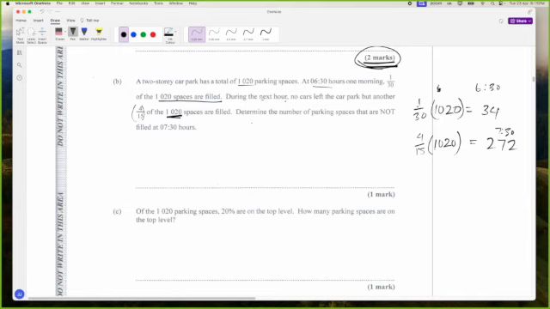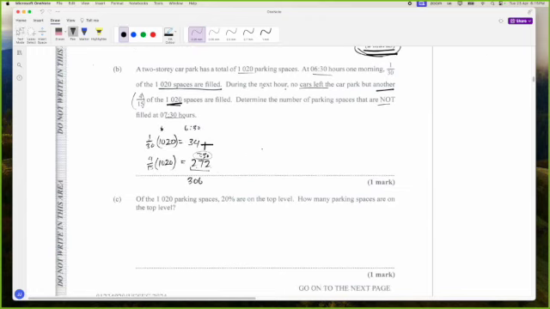Determine the number of parking spaces that are not filled at 7:30. Well, at 7:30, no cars left, so from the 34, we have the 34. But this 272 doesn't include the 34, so we have to add it. So 272 plus 34 is 306. And all of this should really go here, by the way, I shouldn't write it on the side. So now we can see that 306 is the amount that we have here. That will give us 714.